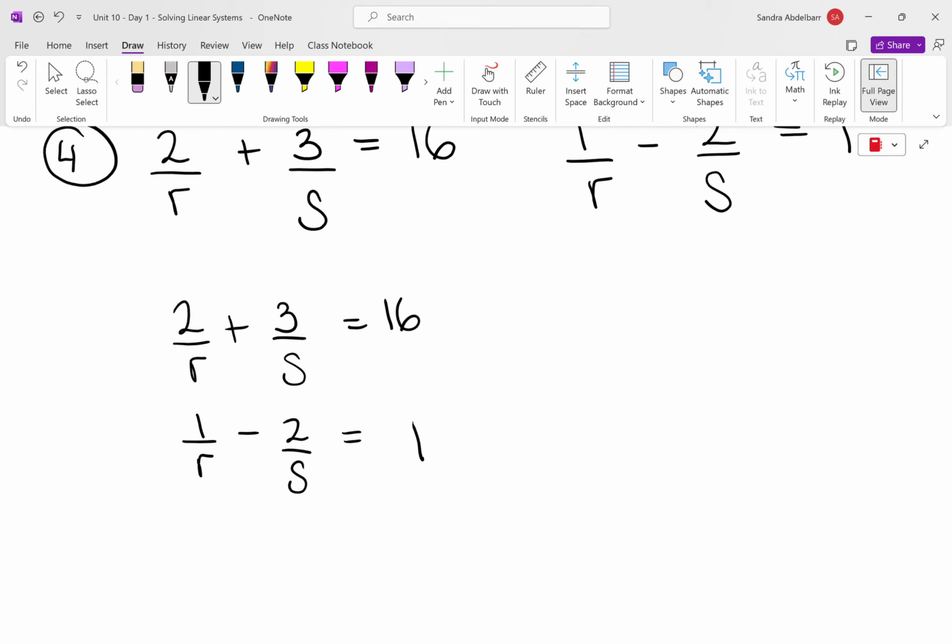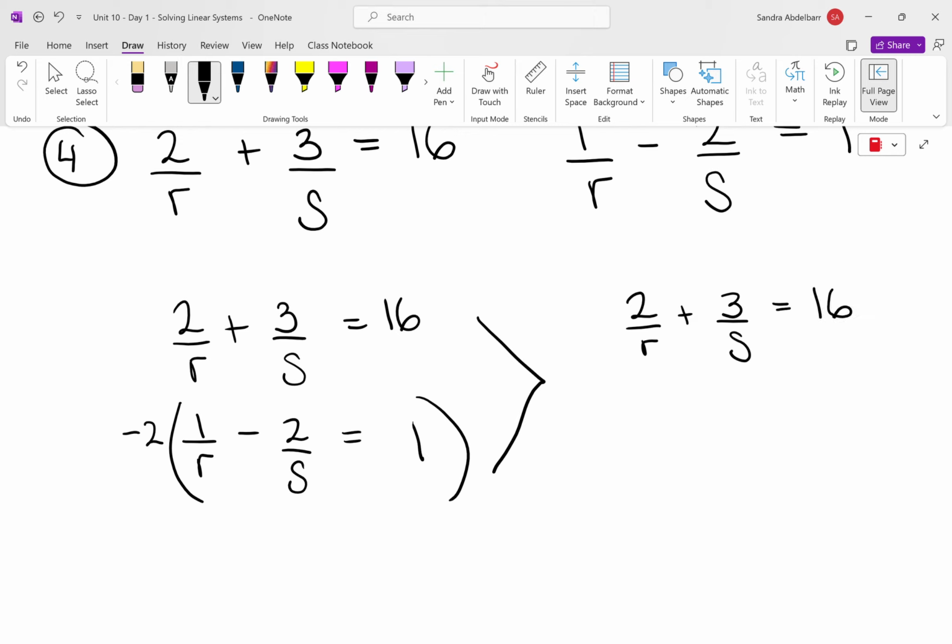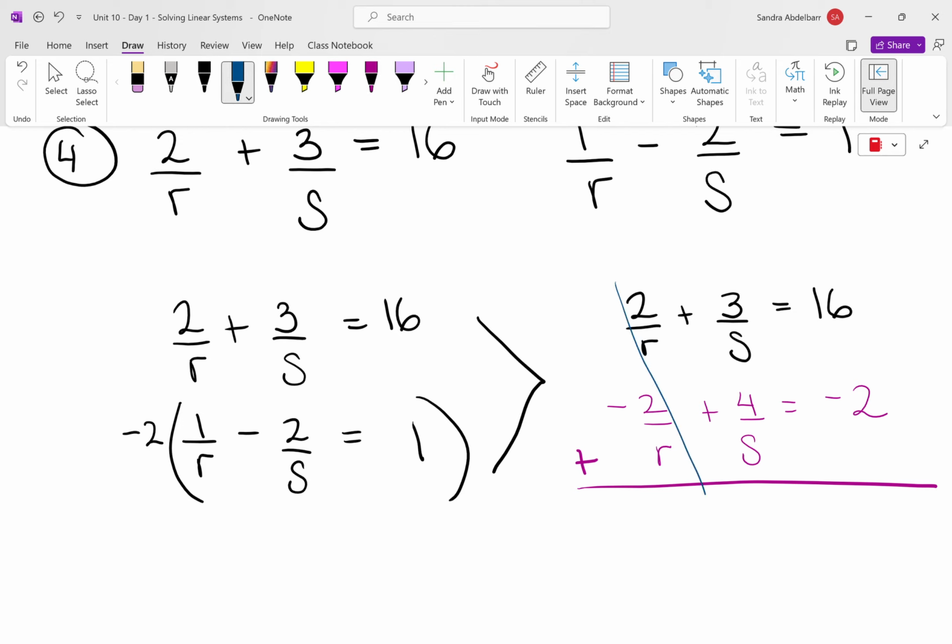Now, which one do you think will be easier to eliminate? The ones with the R's, the 2 over R and 1 over R, or the 3 over S and the negative 2 over S? Which one's the better choice to eliminate? Brandon? The R's. Because I have a 2 and a 1, they're small numbers. I only have to multiply one of the equations. So I'm going to multiply the whole bottom equation by negative 2. When I do that, I get 2 over R plus 3 over S is equal to 16. That's my top equation. Then on the bottom, I get a negative 2 over R plus 4 over S equals negative 2. Are we all still good?